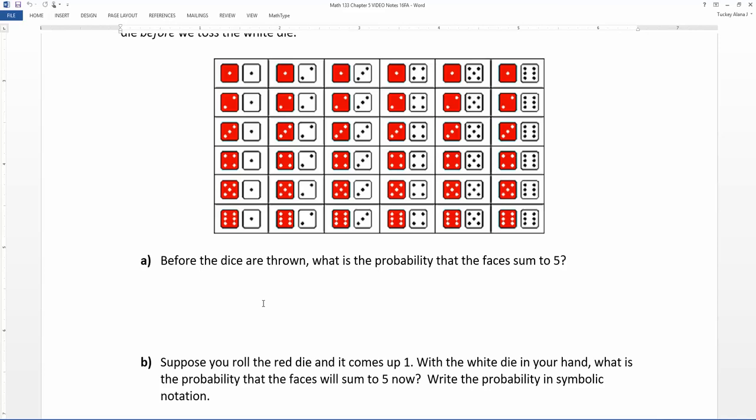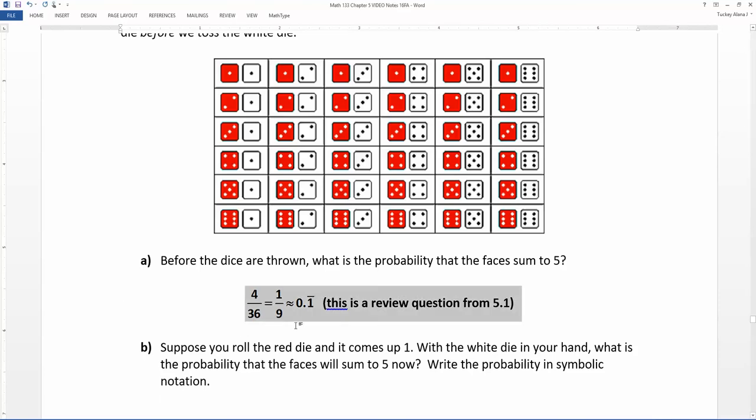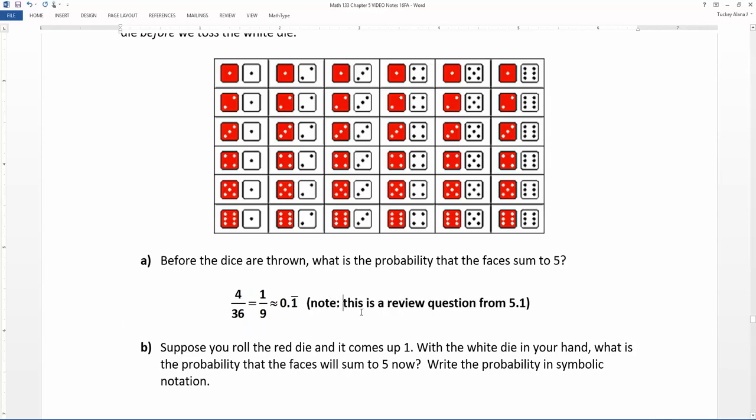Well, we already learned that probability. When you're looking for the sum of 5, you want 4 and 1, which is right here, or 3 and 2, or 2 and 3, or 1 and 4. So there's 4 ways that can happen out of 36. And 4 out of 36 reduces to 1 over 9, which is 0.1 repeating. And notice this is a review question from 5.1. This is not a conditional probability question. This is just a reminder of how this works.